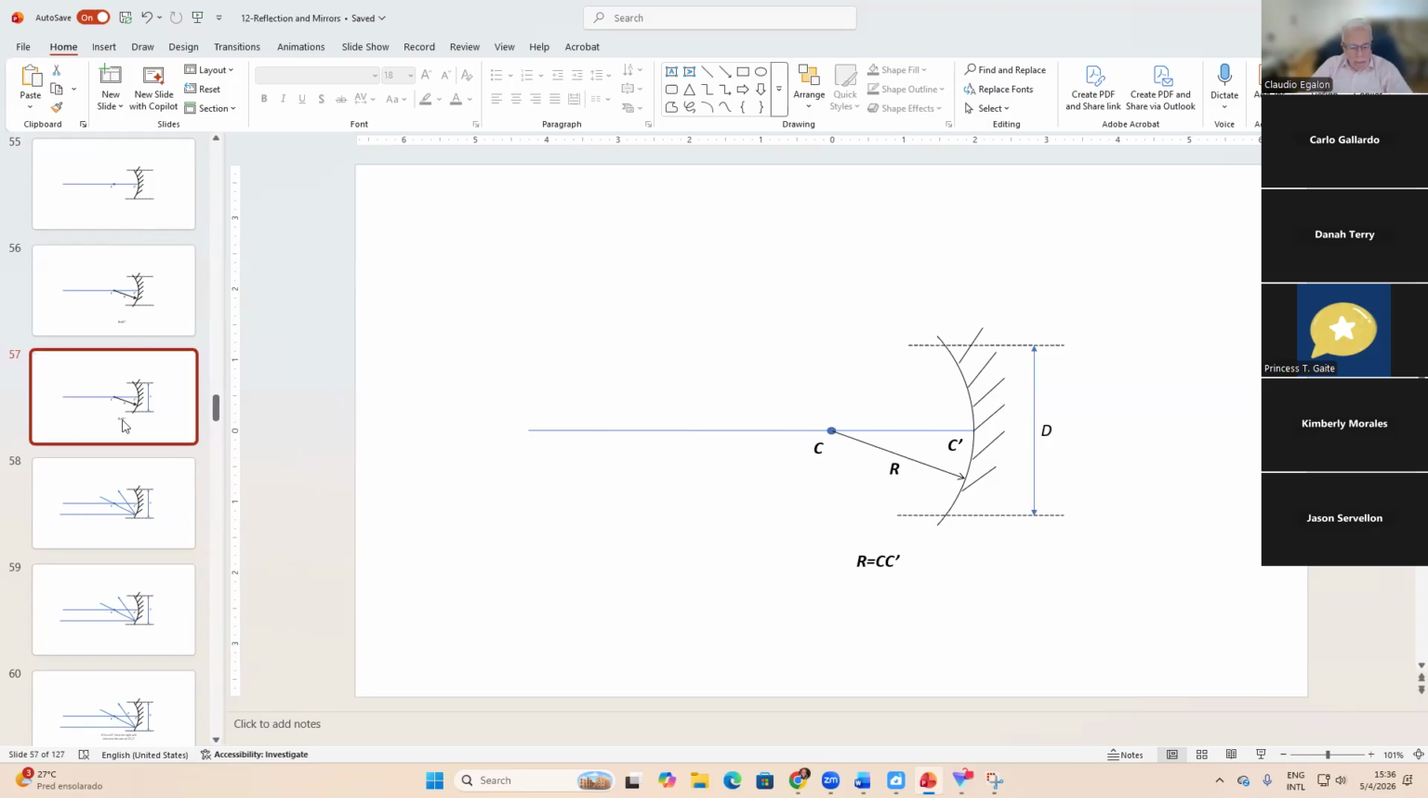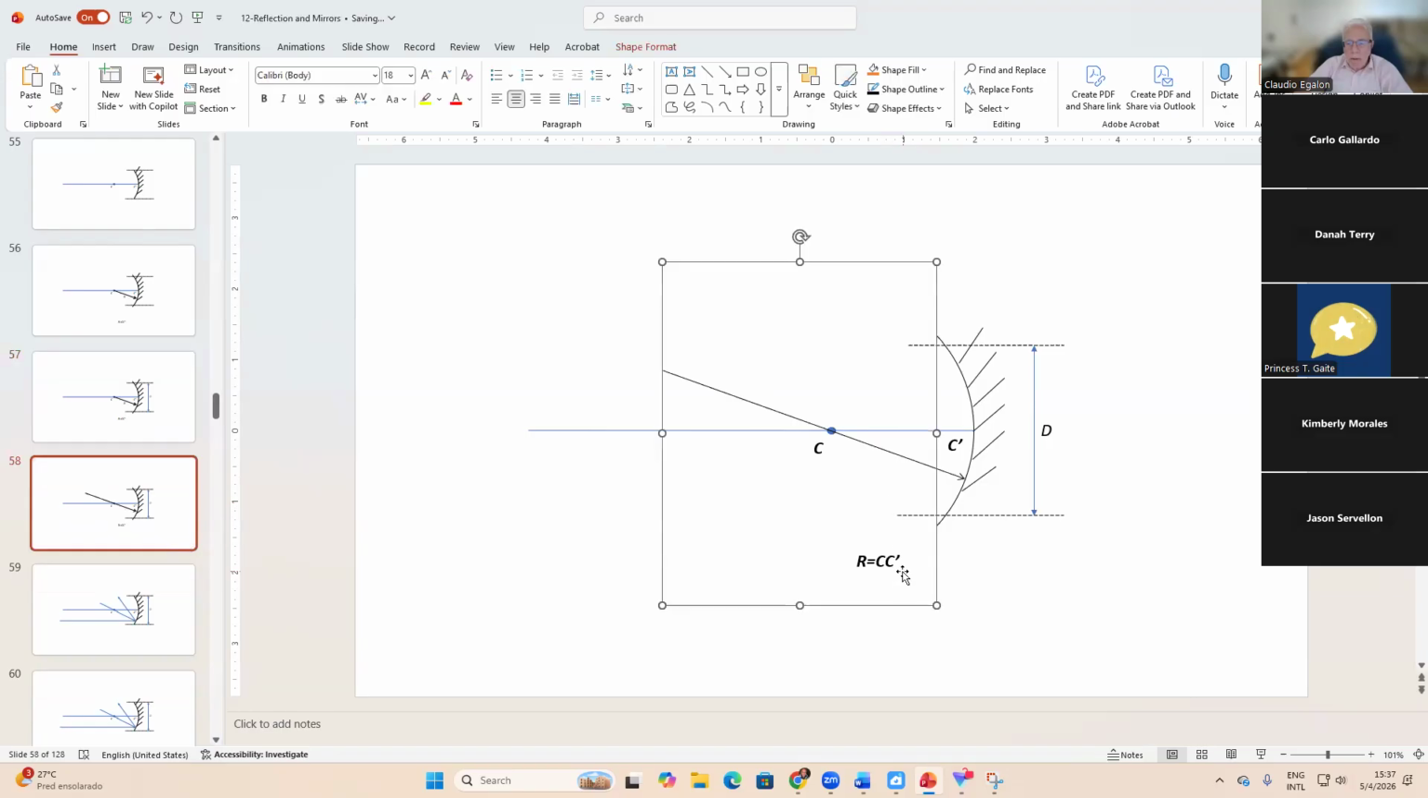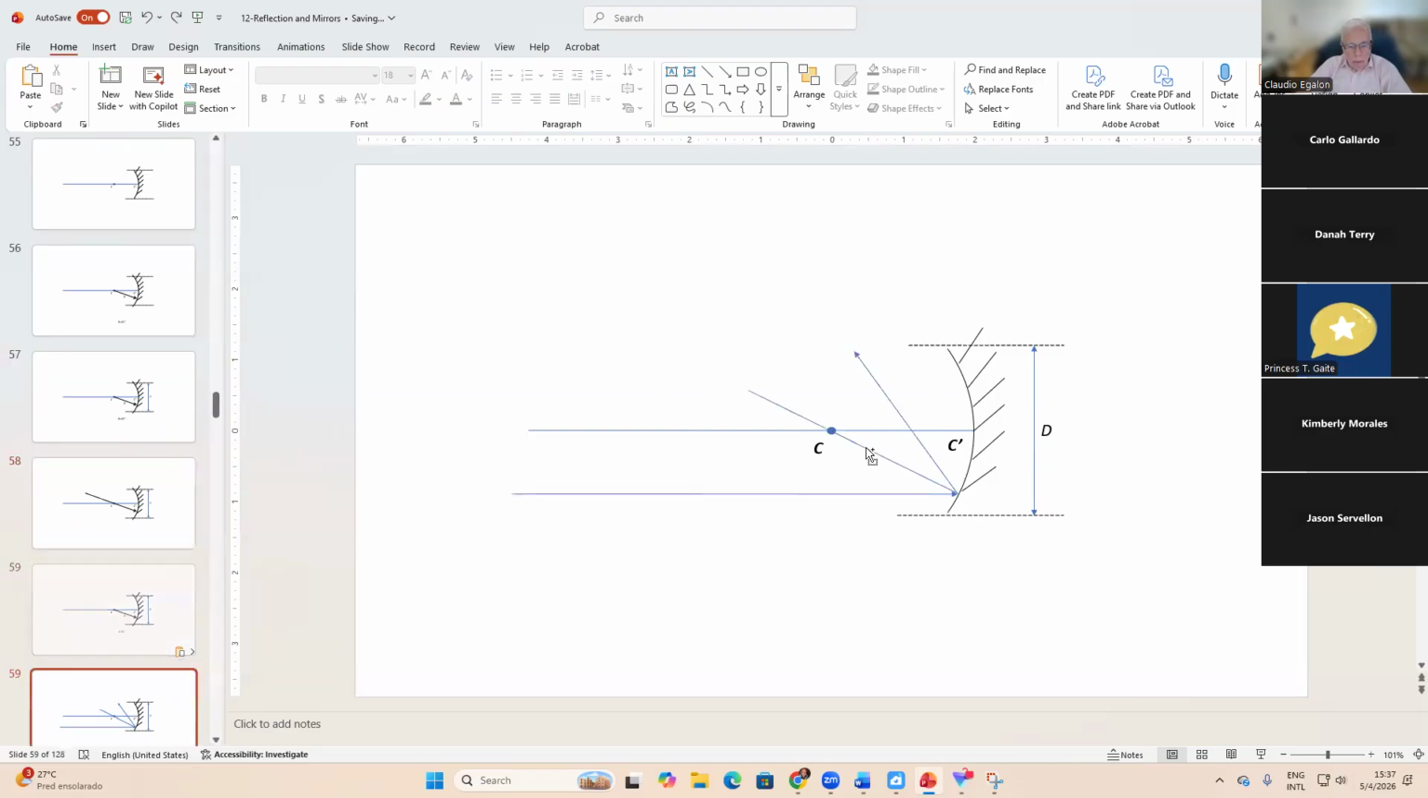Now, light rays that pass through the center of curvature of the mirror are reflected back on themselves. Oh, wait a minute, what's going on here? Here you go. Light ray. I want this one here. Let's see how I'm going to do that.